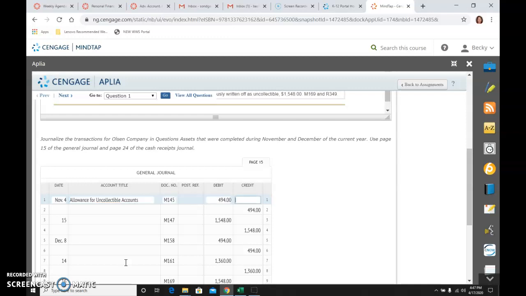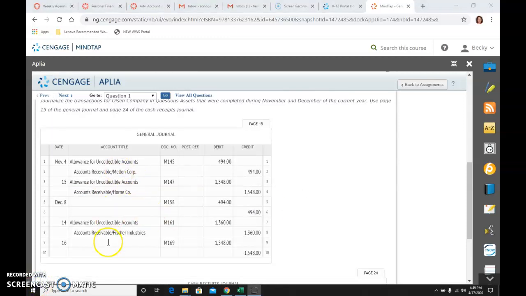and I want to credit the accounts receivable, Mellon Corp. So I'm going to do that every time that I wrote off.